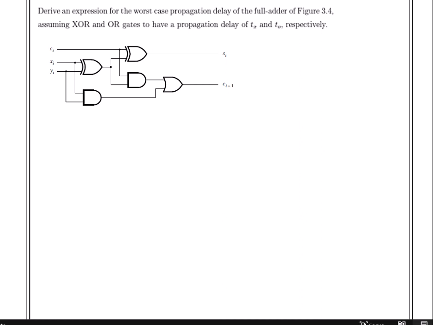Now, your propagation delay depends on whether things change. Because if nothing changes, then you don't have to wait for this AND gate to do its thing. If the result that you get here is the same that you had before, and if the result that you had here is the same that you had before, then you don't have any additional delay. But we're going to assume the worst case scenario that every time something is going to change and we're going to have to use the full time of each of our gates.